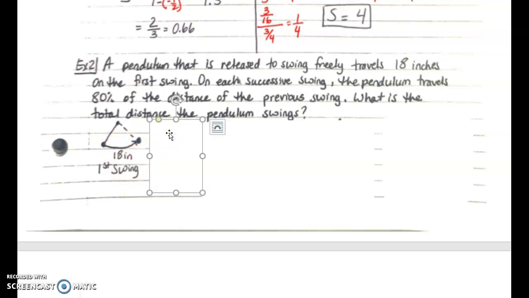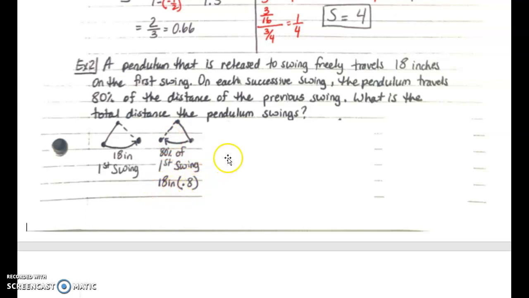So the next swing coming back would essentially be 80% of whatever 18 inches is, because that was the first swing. So I would be able to get that by doing 18 inches on the first swing times 0.8, representing our 80% in decimal form. So the second swing is whatever 18 inches times 0.8 is. And then the third swing, going back, is now 80% of whatever the second swing is.